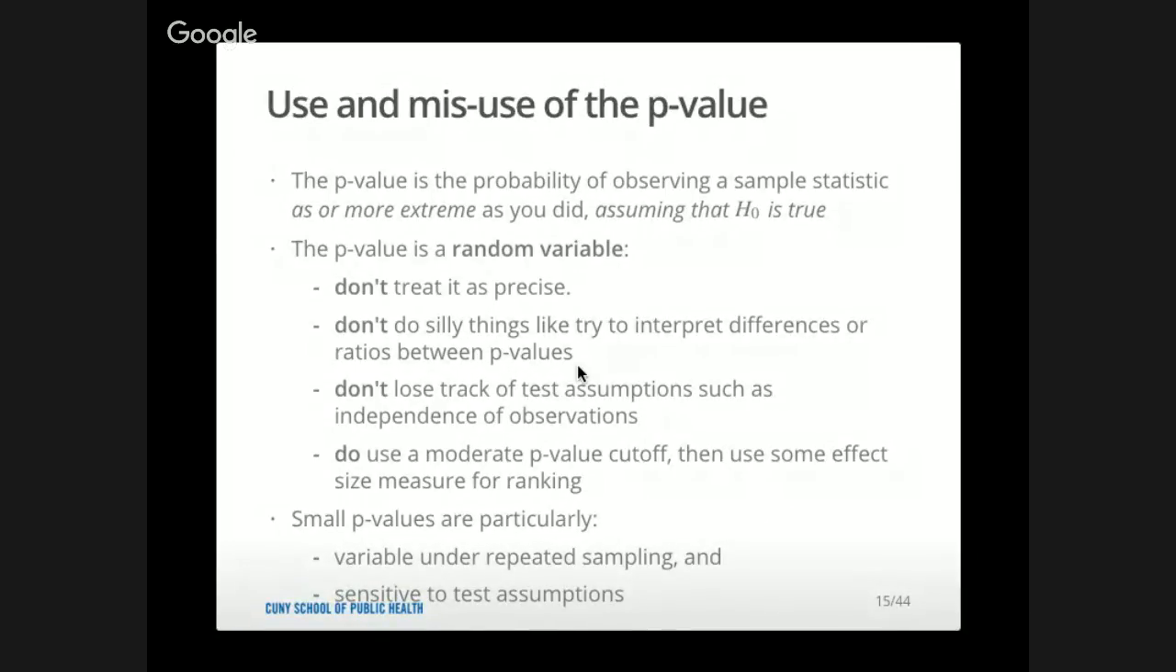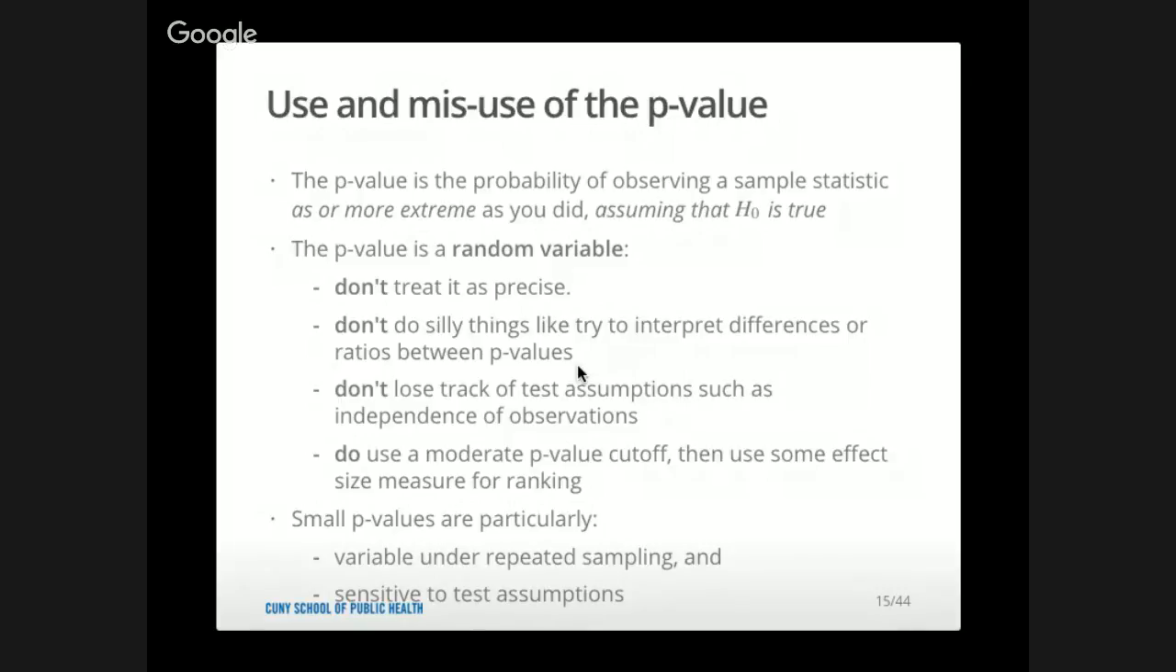One thing I do recommend when you are doing multiple testing, such as performing hundreds or thousands of hypothesis tests, is to use some fairly moderate p-value cutoff and then use something else, an effect size like amount of differential expression, for doing the actual ranking. Keep in mind that in particular, very small p-values vary a lot under repeated sampling. The smaller your p-value is, the more extreme the variations you'll have just by drawing another sample.